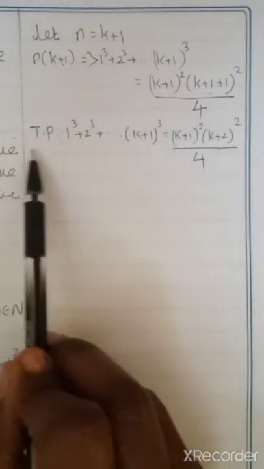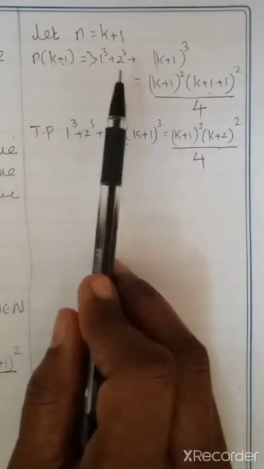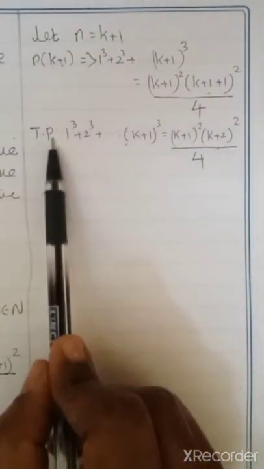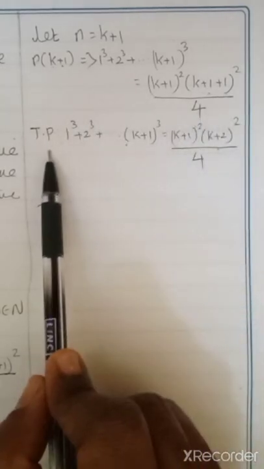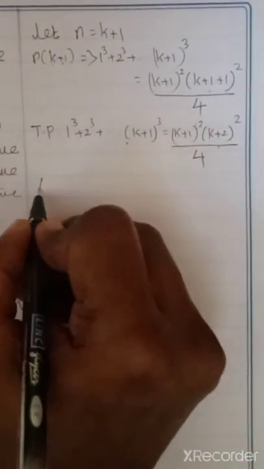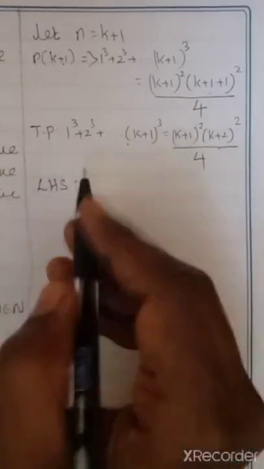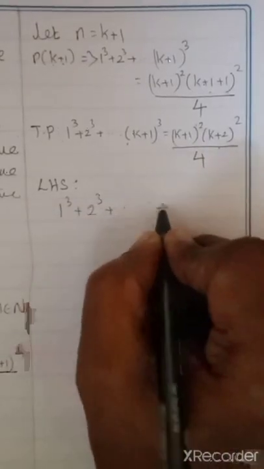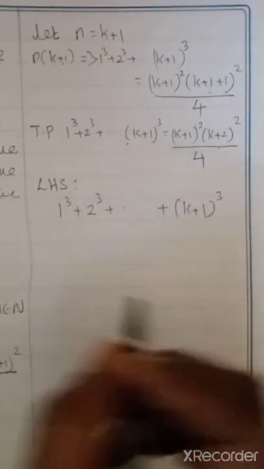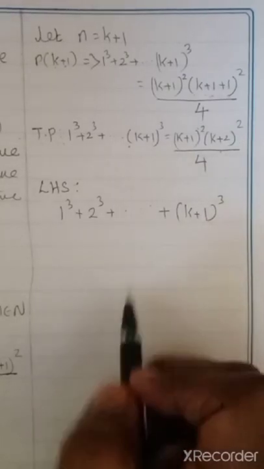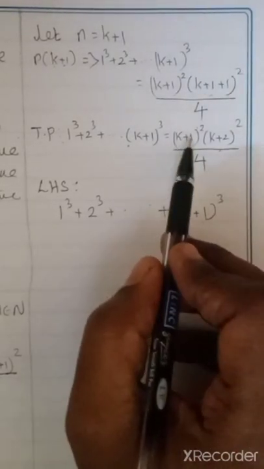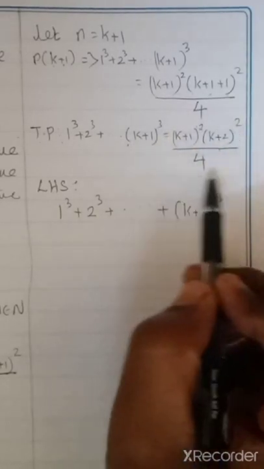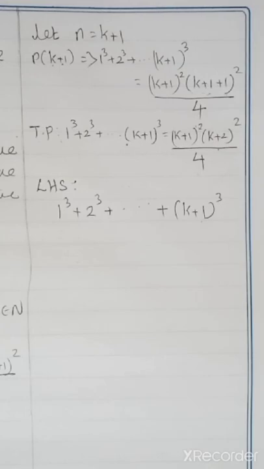In all the problems, the third step is what we have to prove, that is n equal to k plus 1. That is what we are going to prove. So now our ultimate aim is this, we want to prove. Now we can take the left hand side. What is the left hand side? 1 cube, 2 cube, etc., up to k plus 1 the whole cube. We take the left hand side, simplify it, and finally what answer should we get? k plus 1 the whole square, k plus 2 the whole square divided by 4. This is the answer we should get.